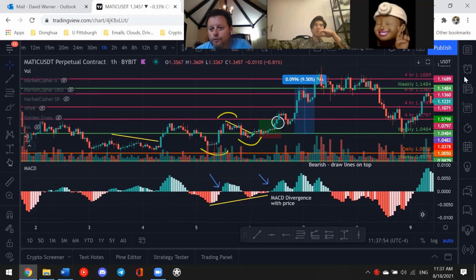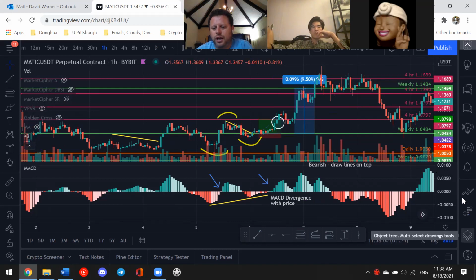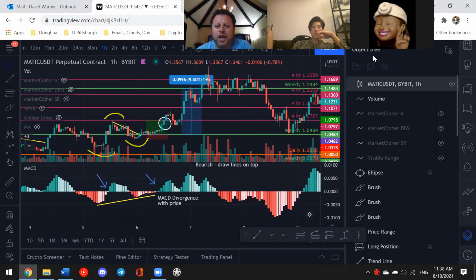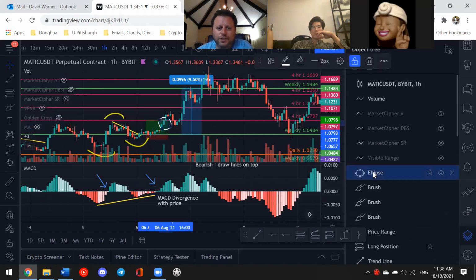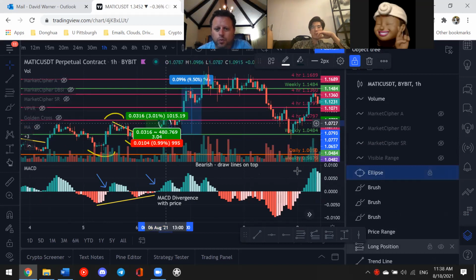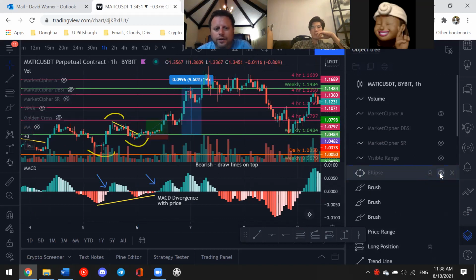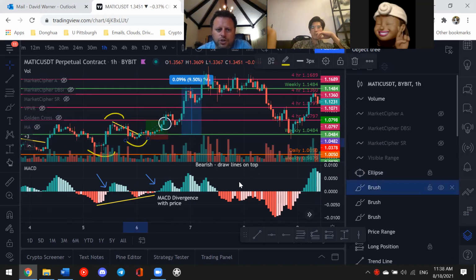And I often do turn off the 4 hour. How do you turn them off? On the right side of your screen, on the bottom, there's what looks like 4 squares. That is your object tree. It has everything in it. If you press the ellipsis, you can hide it, delete it, or lock it. Anywhere there are little circles, that means it's highlighted.